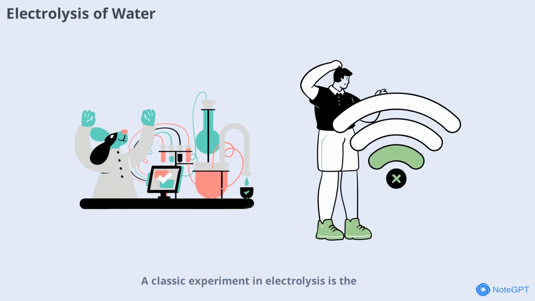A classic experiment in electrolysis is the decomposition of water into hydrogen and oxygen gases. When a small amount of acid or salt is added to water to increase its conductivity, passing an electric current through the solution splits water molecules. Hydrogen gas collects at the cathode while oxygen forms at the anode. This experiment demonstrates the basic principles of electrolysis and is often performed in school laboratories.